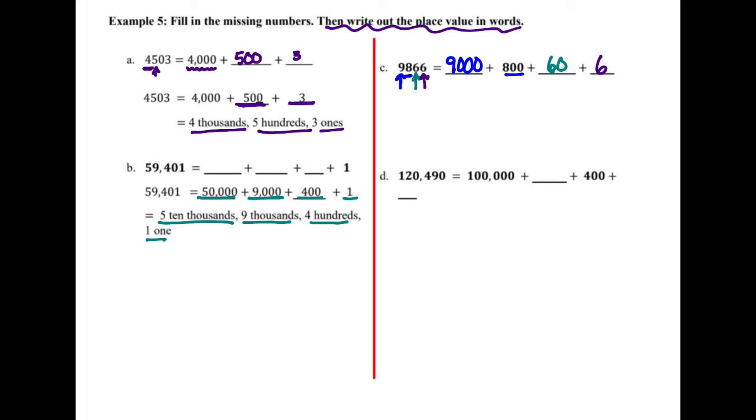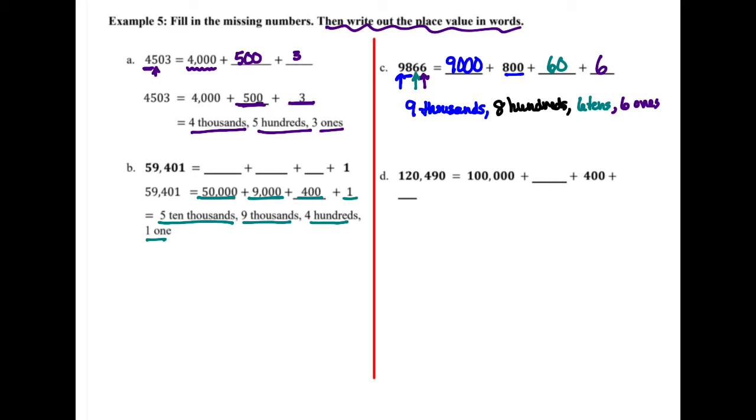All right, so now we have 9 thousands, 8 hundreds, 6 tens, and 6 ones. So basically, if you were going to build it with your base 10 blocks, what would you be using? Okay, so you'd have 9 of the cubes for these, you would have 8 of the flats, 6 of the rods, and 6 of the units.